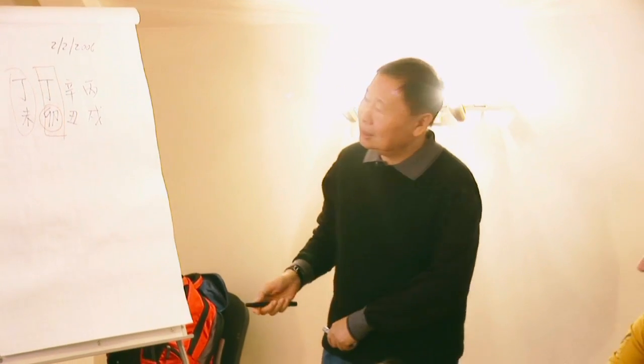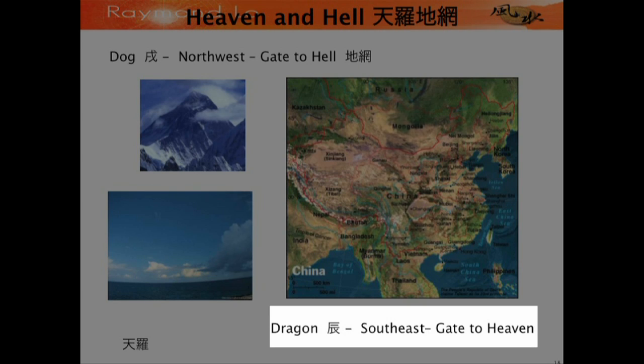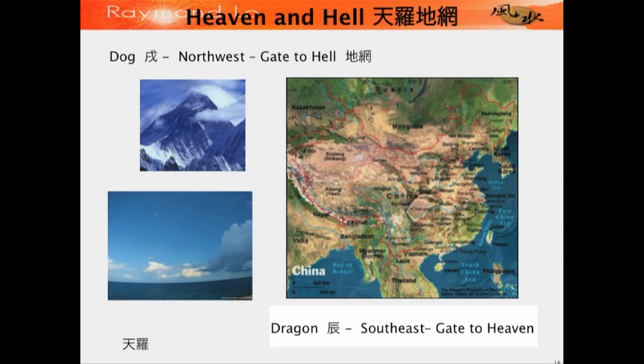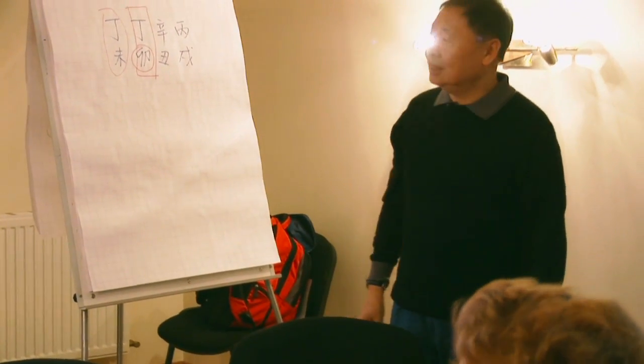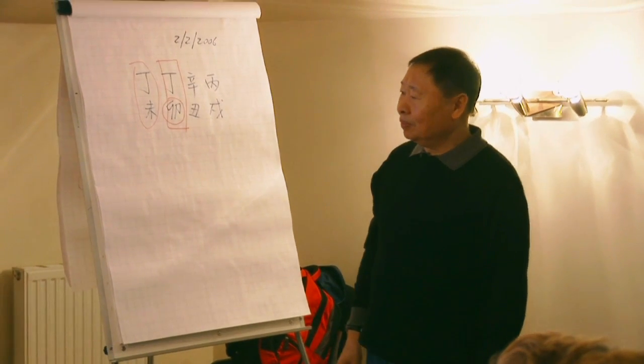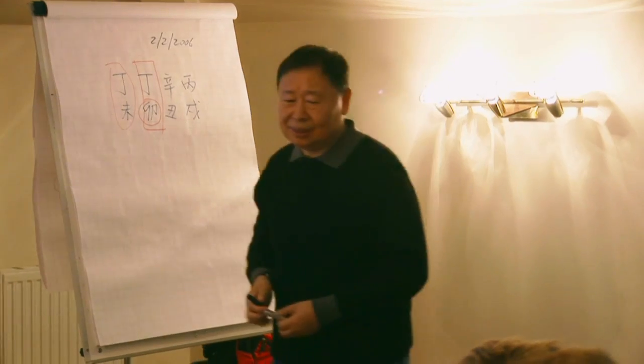Then southeast of China is very low ground and drawn up to the ocean. So therefore, like this, you see a lot of sky, a lot of heaven. So that's why southeast of China is called the gate to heaven. Gate to heaven means the dragon, because the dragon is in southeast in the compass.